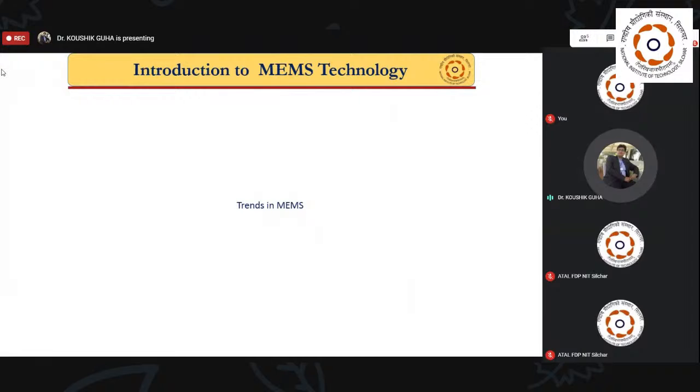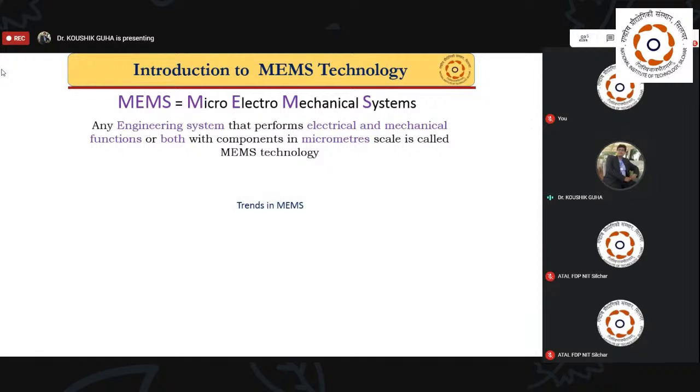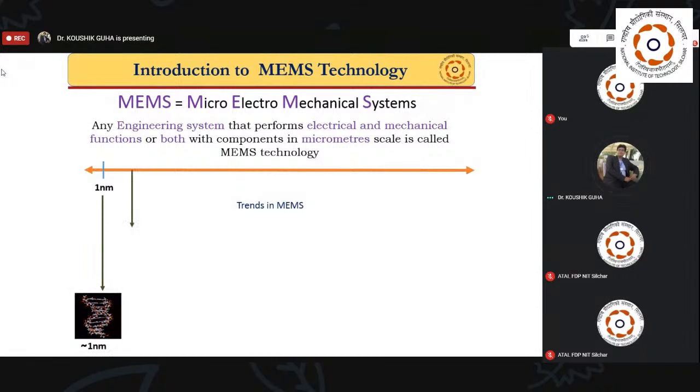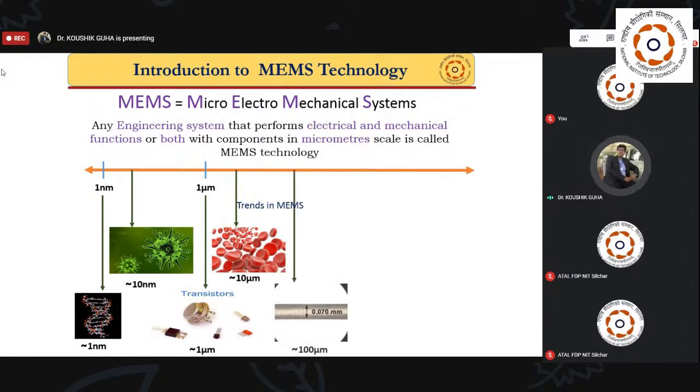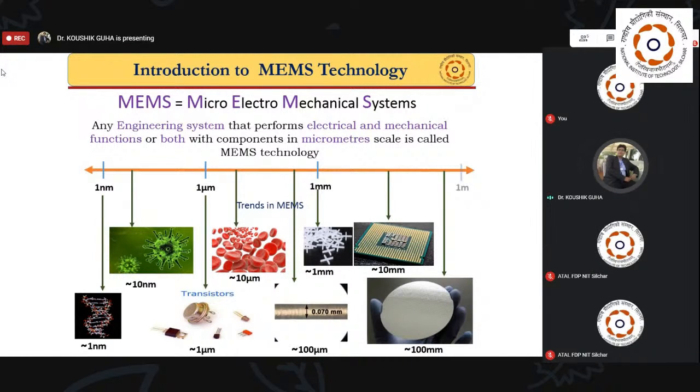So now we'll be talking about MEMS technology, because MEMS is a good choice to implement this vibration energy harvester. We know what MEMS is. MEMS is the micro electromechanical system. It is a system that performs both electrical and mechanical functions with components in the micrometer range. So in a small range we can develop a good device, and those devices can help you a lot in developing the energy harvester. Basically the size of MEMS devices is between 1 micrometer and 1 millimeter.